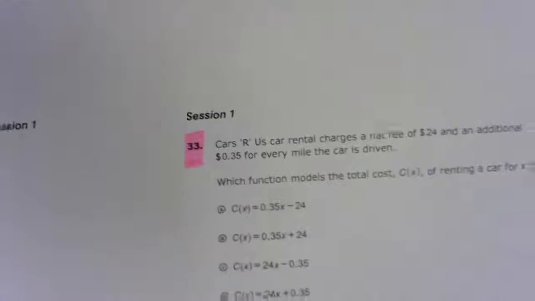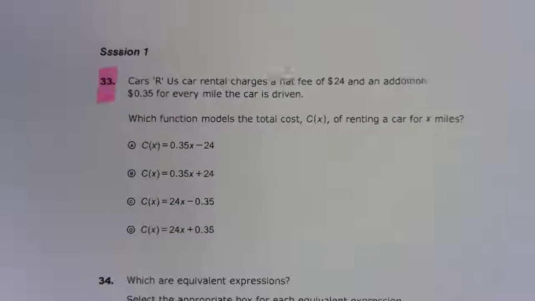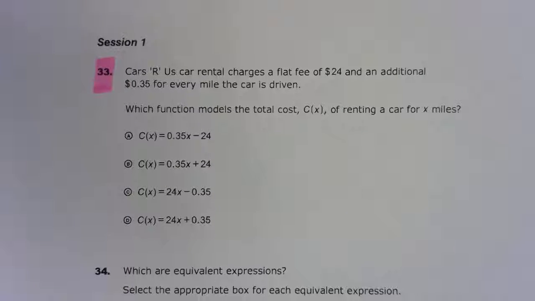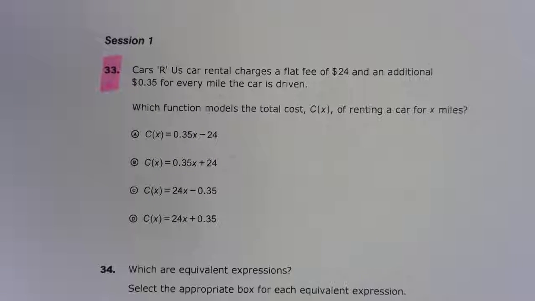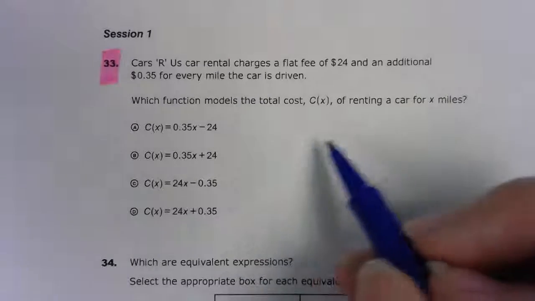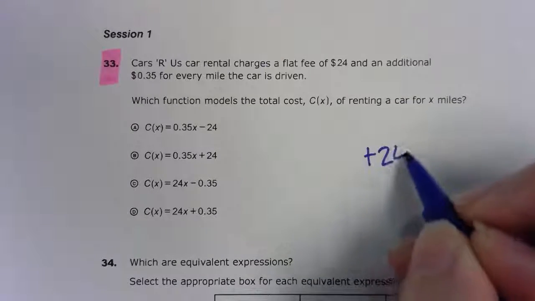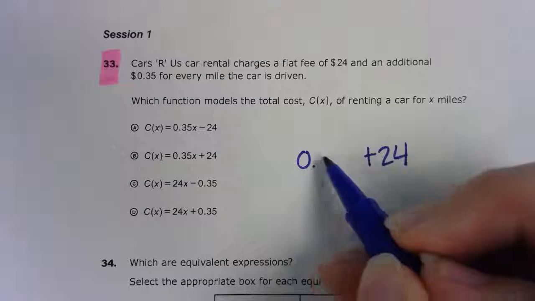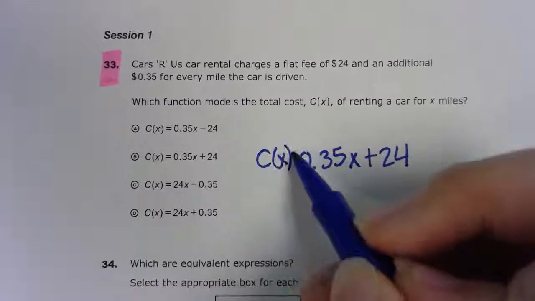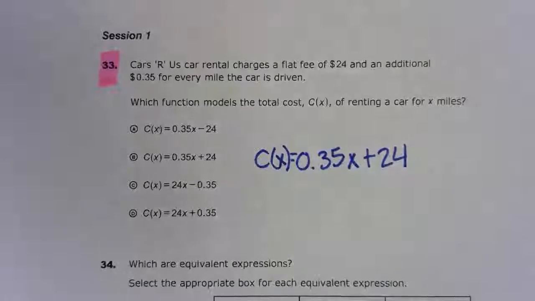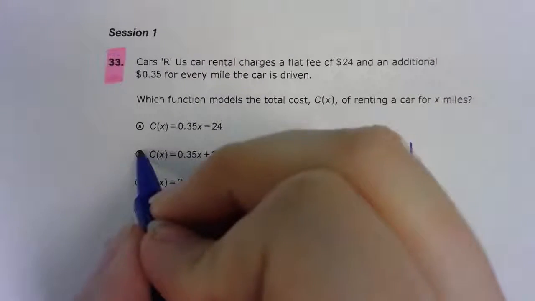All right, next one that applies is 33. Cars R Us rental charges a flat fee of $24 and an additional 0.35 for every mile the car is driven. Which function models the total cost C of X of renting a car for X miles? Okay, so flat fee of 24, that's my plus 24 at the end, 35 cents per mile. And so C of X equals 0.35x plus 24, which is B.